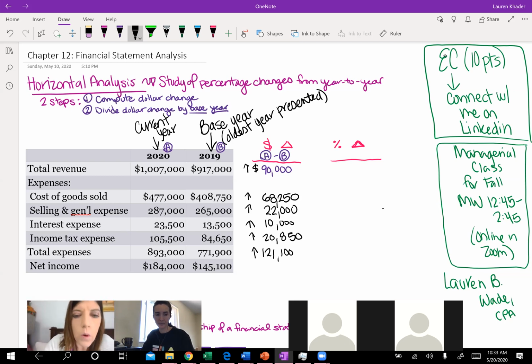For net income, what happened to it? Increase. It went from 145,100 to 184,100. Actually, I'm sorry, I have an error in it. No, it's not 184,000. I forgot, I didn't correct my PowerPoint. Every year I write it on the board and I forgot to correct it here. So it is not 184,000.